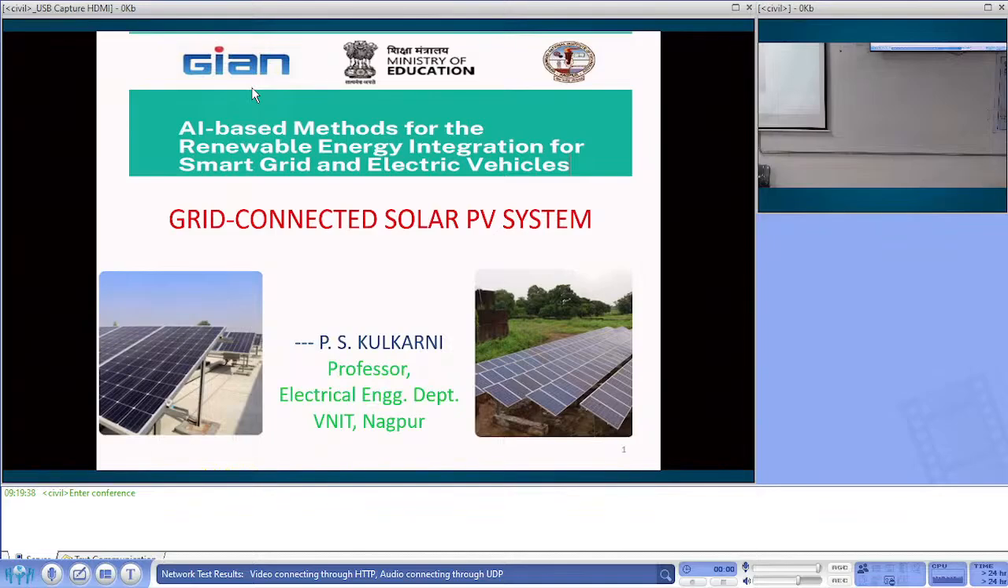This light is required. Just see from the side. Okay, is it visible from the last?